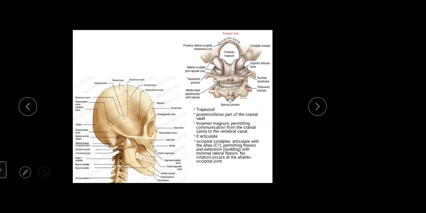It has an inferior process known as the condylar process. This process articulates with C1 to form the joint, in which movement is limited to anterior flexion and extension, and there is no rotation at this joint.